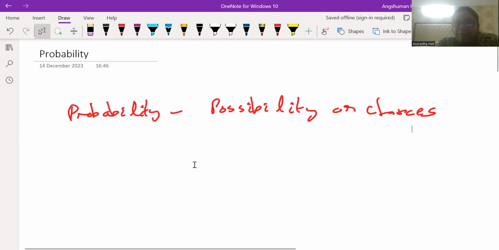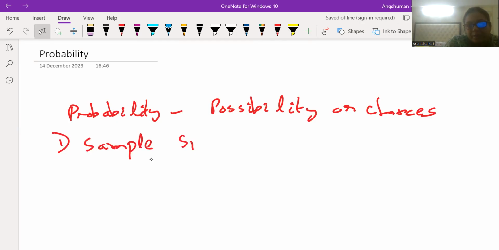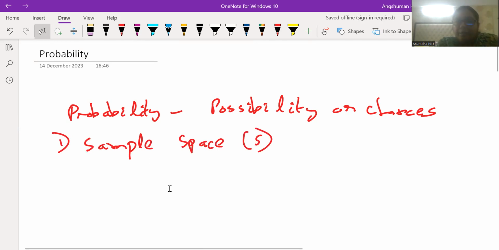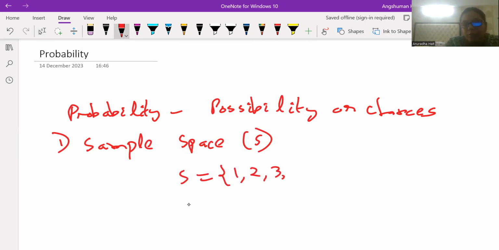Now, to define the mathematical definition of probability, before that we should know some other definitions. The first definition is of sample space. We denote it by capital S. Now, what is sample space? Whenever we are performing a random experiment, whatever possible total outcomes there are, for example, we are throwing a dice. So what are the points we are getting? We will write S equal to 1, 2, 3, 4, 5, 6, which includes all the points. That is called the sample space.